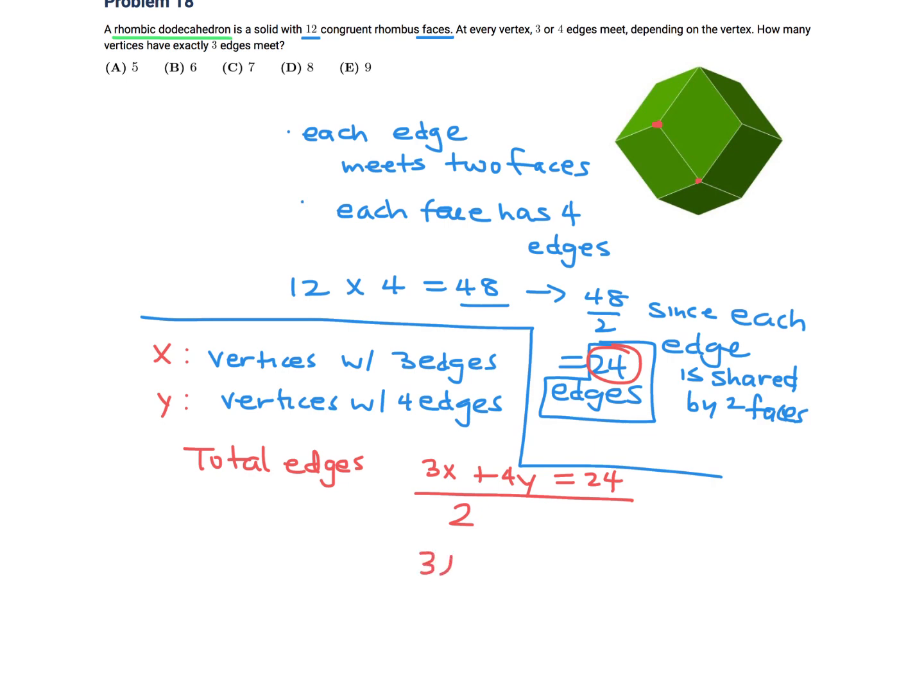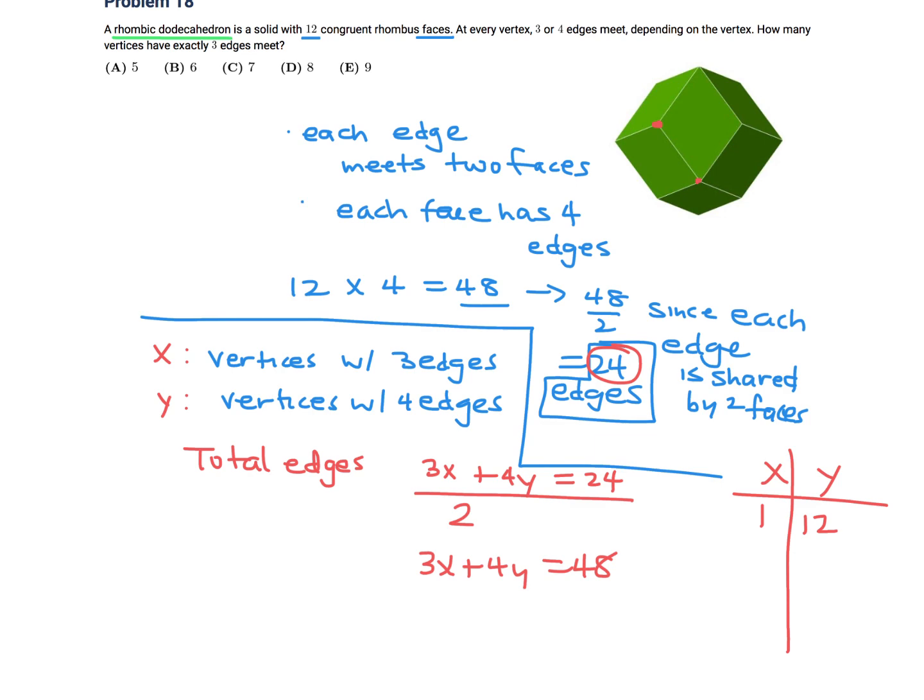So this would be 3x plus 4y is 48. So this is the equation I have to find integer solutions to. Okay, let me just do it by inspection. When x is 1, y would be 12. When x is 2, y would be 9.